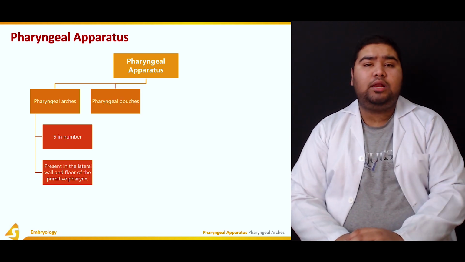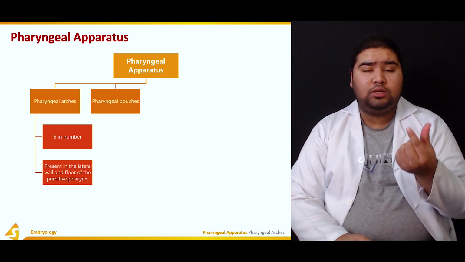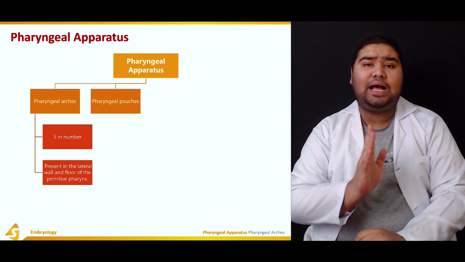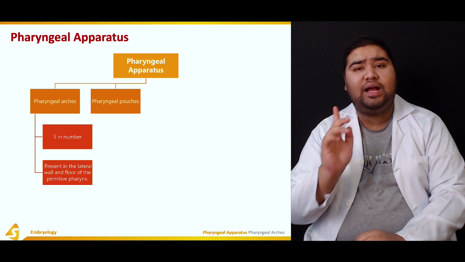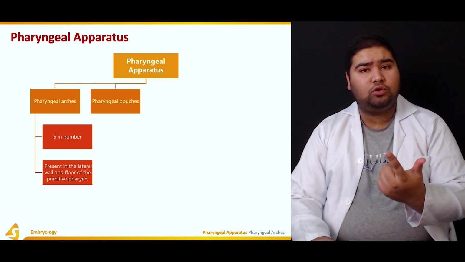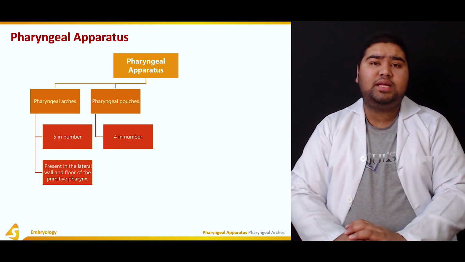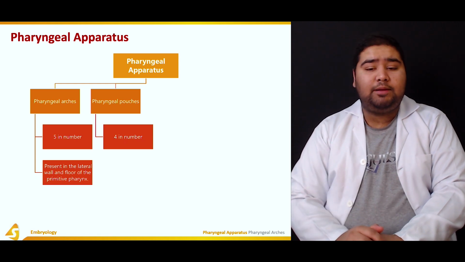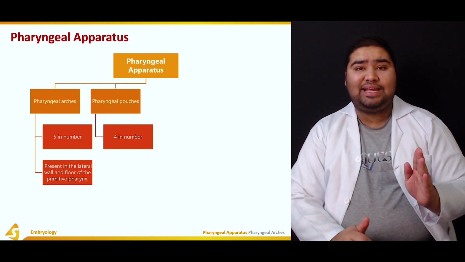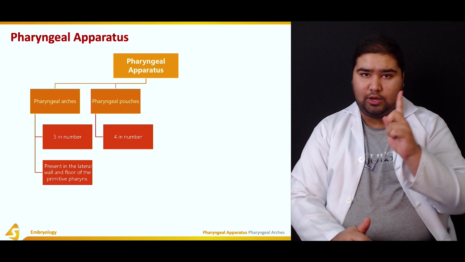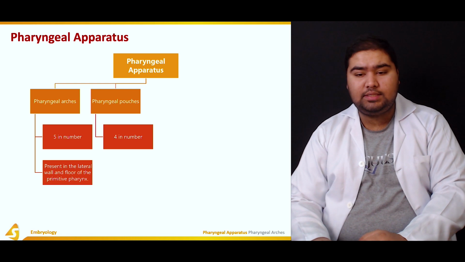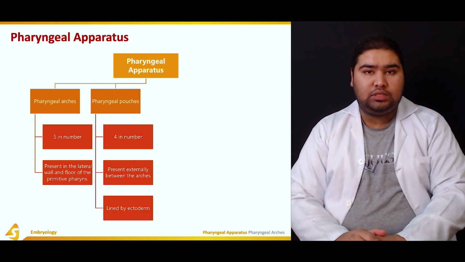Now, what are the pharyngeal pouches? You must remember pouch: P and O are together in pouch, so pouches are present outside. P for pouch, O for outside. So pharyngeal pouches are 4 in number. They are present externally between the two arches, that is, towards the outside, the O of pouch. They are lined by the ectoderm.